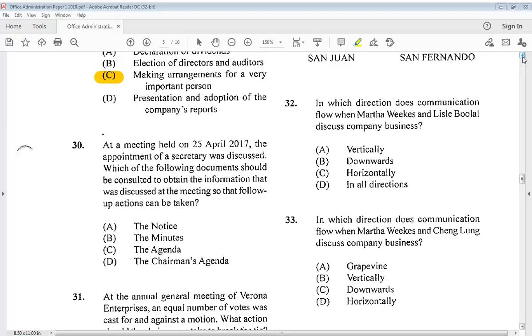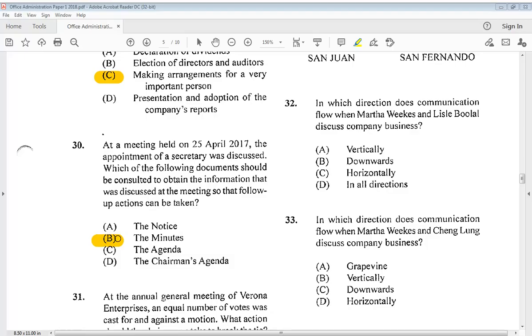So we know the notice says the appointment of a secretary was discussed. Then it says which of the following documents you would consult to obtain that information. So we know that would be B, the minutes.